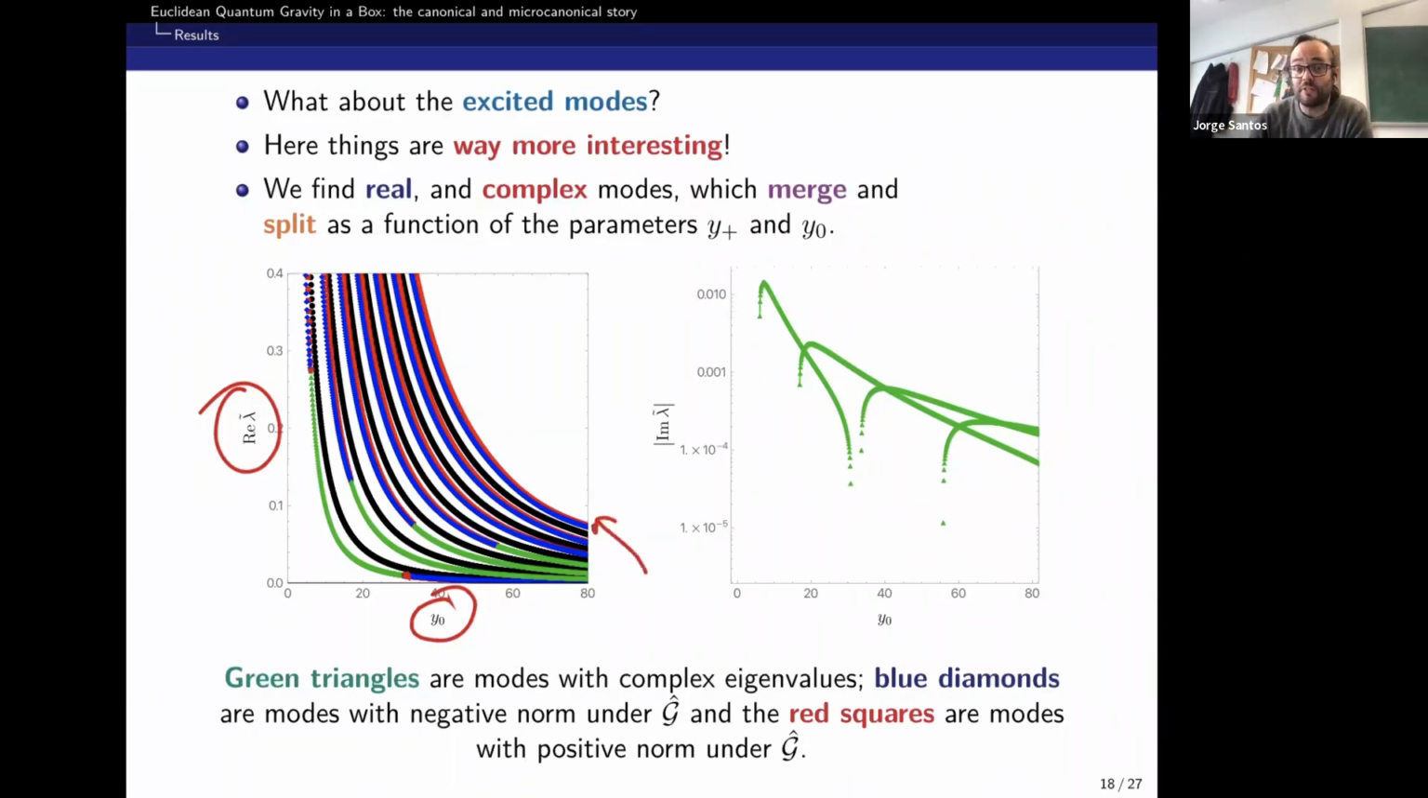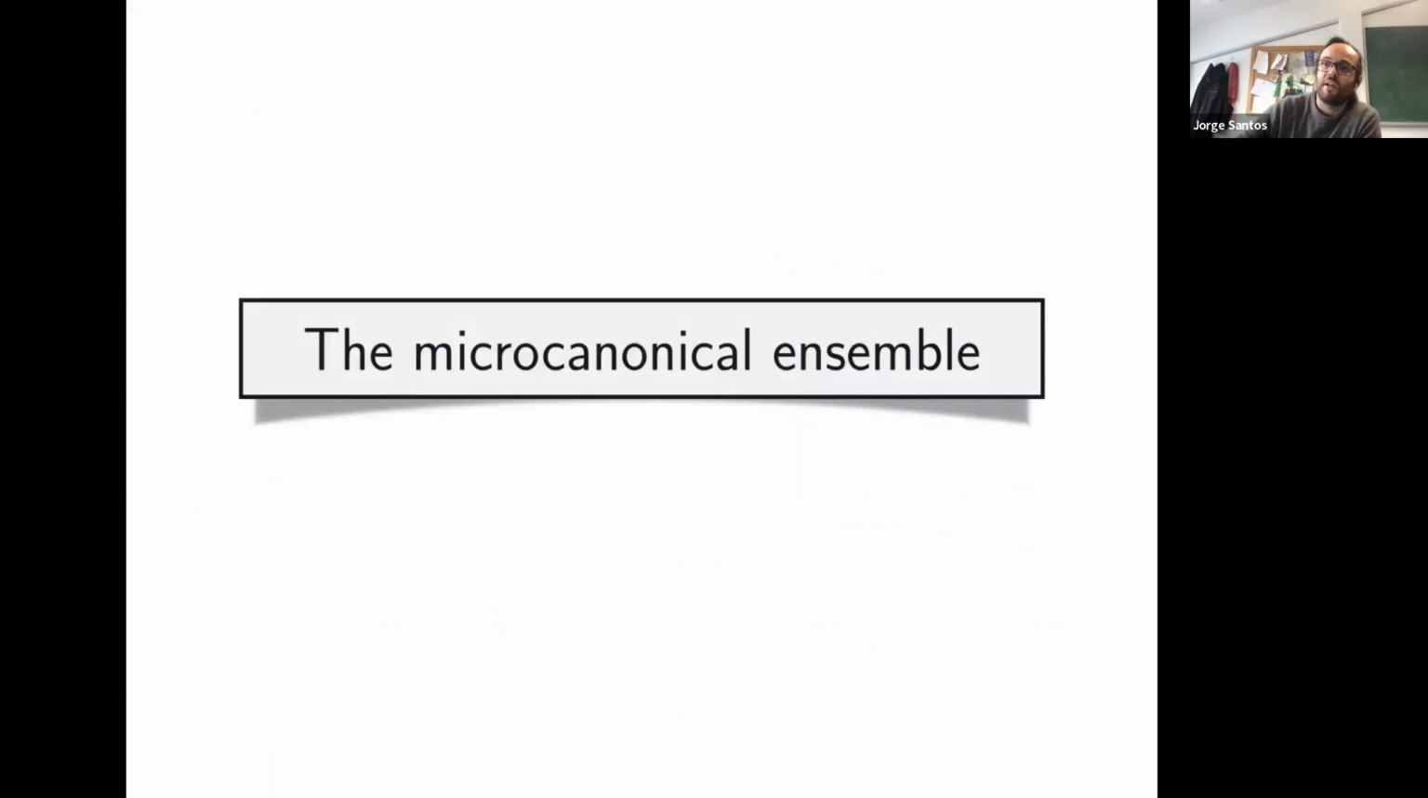We were the first ones to find out. Fortunately, they all have a real part bigger than zero. So they don't tell us anything. They just tell us that everything is stable. For the last few, very few minutes, I'm going to tell you what happens in the microcanonical ensemble.